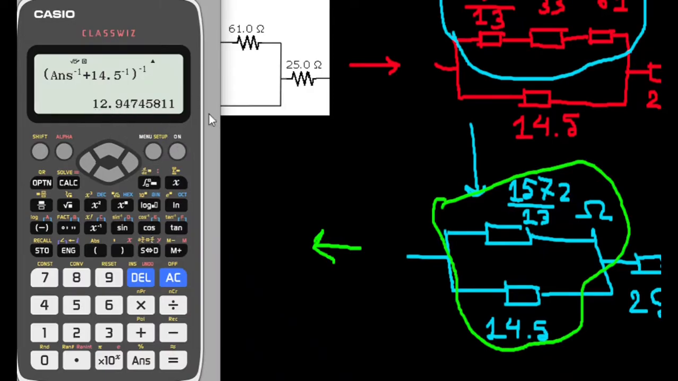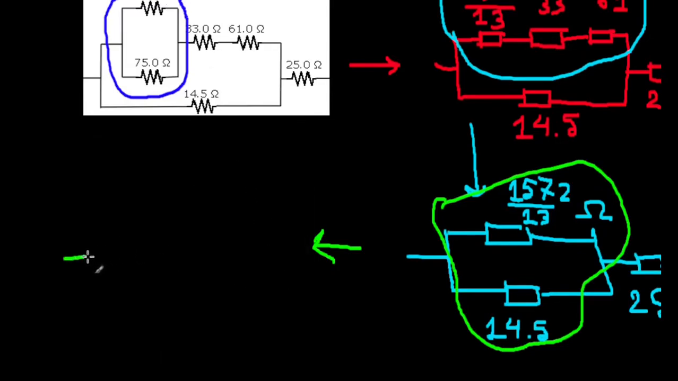It seems like the calculator isn't able to give us a fractional, exact answer anymore. So this is 12.95, and it's connected with 25.